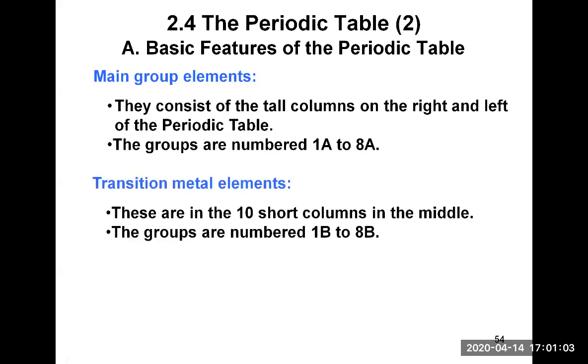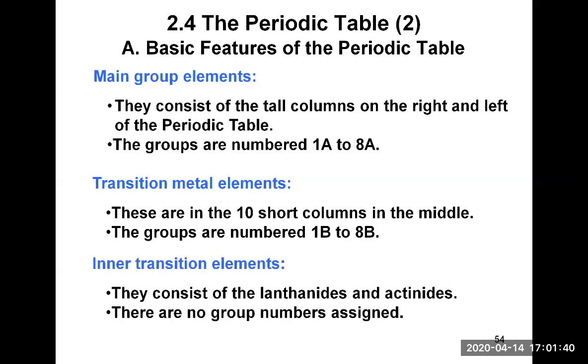The transition metal elements are the 10 short columns in the middle of the periodic table. And these are numbered 1B to 8B. It starts from 3B on the left, 4B, 5B, 6B, 7B. Notice how there are 3 columns that are called 8B. And then to the right, it's 1B and 2B. So these are called the B groups and the transition metal elements.